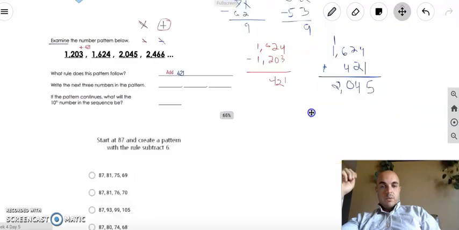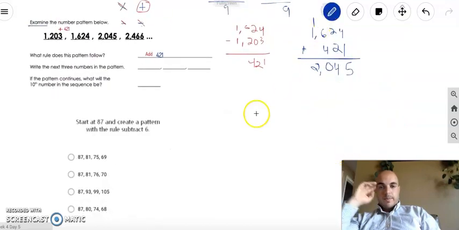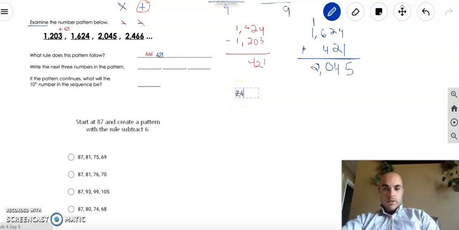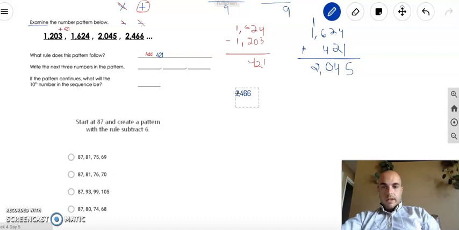So I'm going to need a lot of room to work here, so I'm actually going to zoom way out here. Okay, so I'm taking 2,466, and I'm adding 421 to it. Okay, 6 plus 1 is 7.